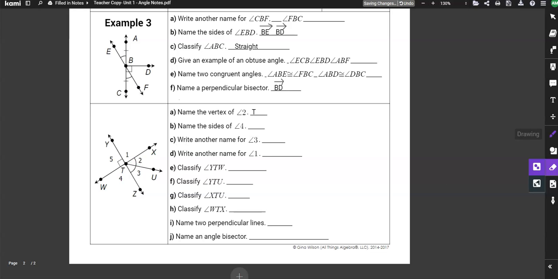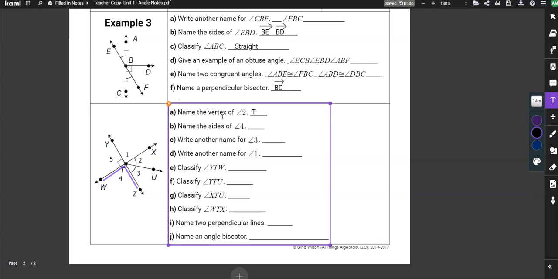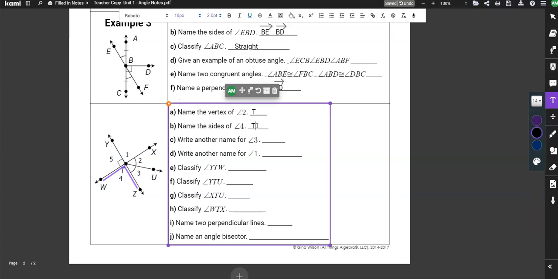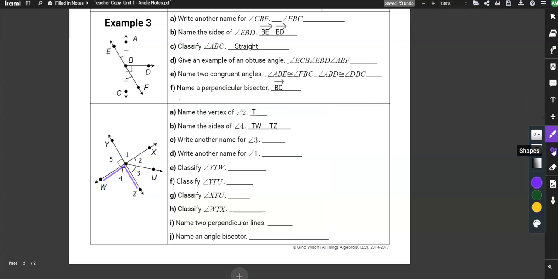And this time I'm going to keep the coloring under control. So angle 4 is right here. So our sides are TW and TZ. Remember, the T needs to go first because it is the vertex. And again, it is a ray, so we need to make sure that we include the arrows. One arrow for a ray. Do not forget the arrows.